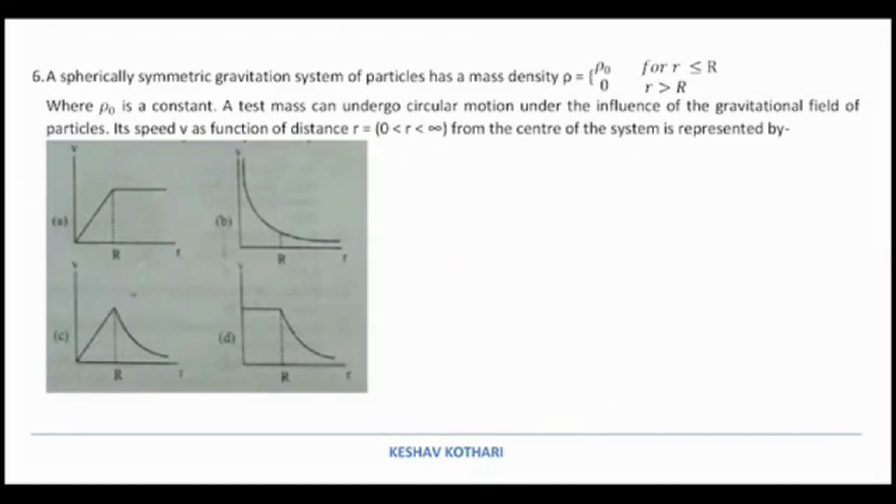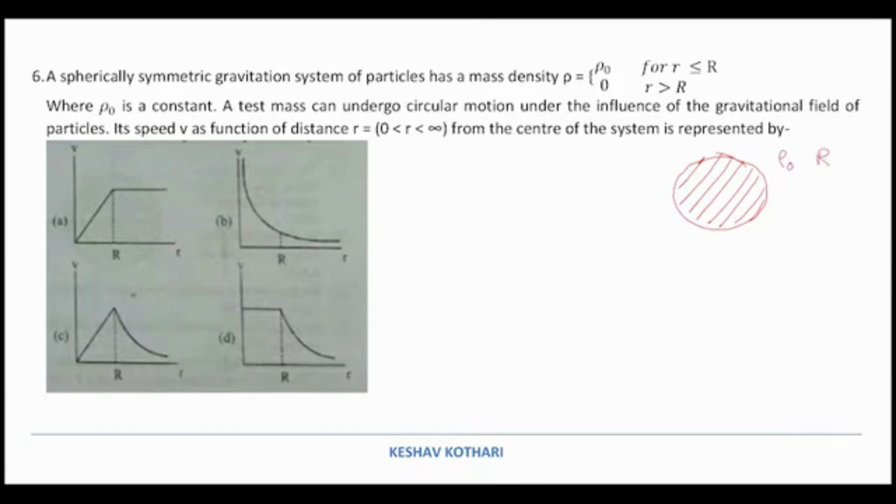A spherically symmetric gravitational system of particles has a mass density rho equal to rho naught for radius less than or equal to R, and 0 for r greater than R. So basically it is suggesting something like this, that there is a sphere which is having a density rho naught, and it is having a radius of capital R.